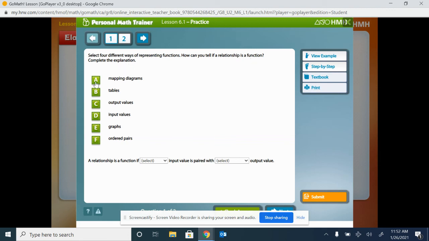You can either do a mapping diagram, you can do a table, you can do graphs, and you can do an ordered pair. The output values, that means only the y values. The input values, that means only the x values. And you have to have both of them at the same time so that you can see them. So a relationship is a function if each input value is paired with only one output value. So each x is paired with only one y. Okay? Check it, got it done.